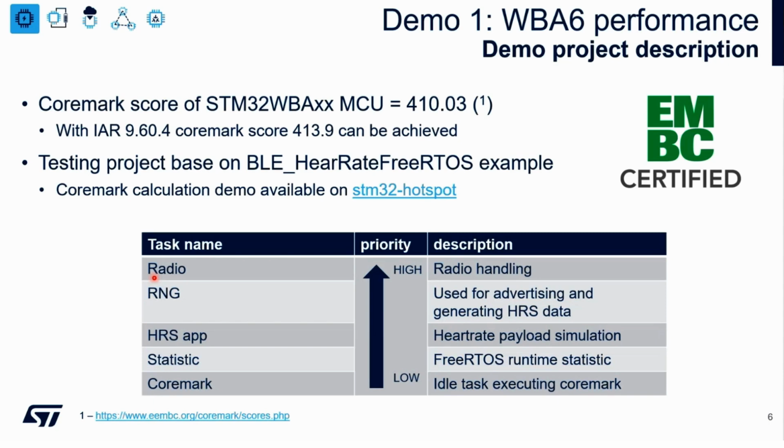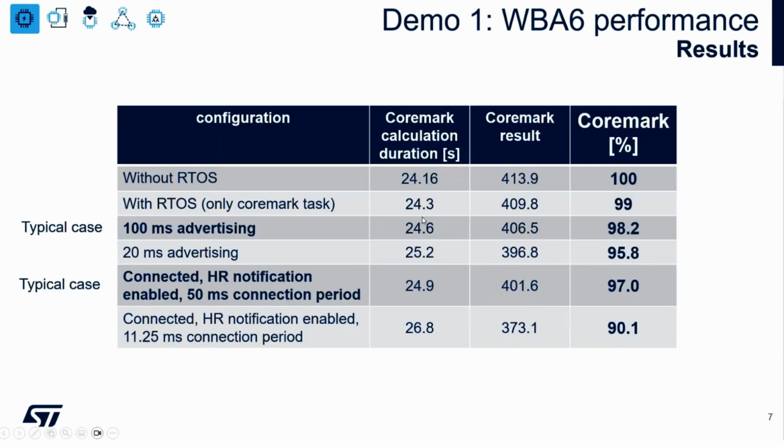Then a random number generator is used. Again, this is the heart rate sensor application. So there is the task for simulation of the data, one additional task for the statistics, and the very lowest, just on top of idle, is the task which is calculating the CoreMark. So let me jump out of the presentation.